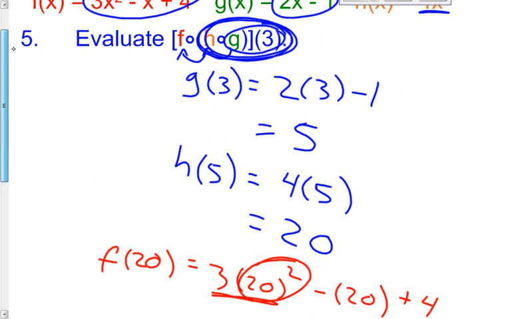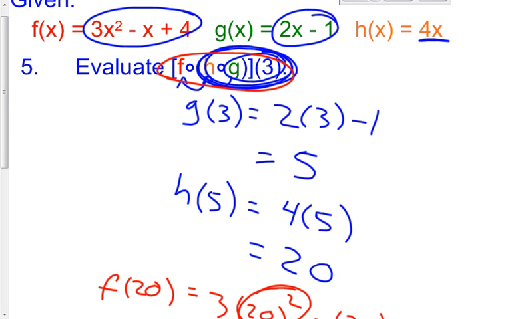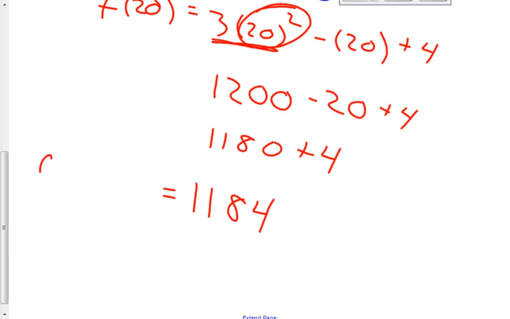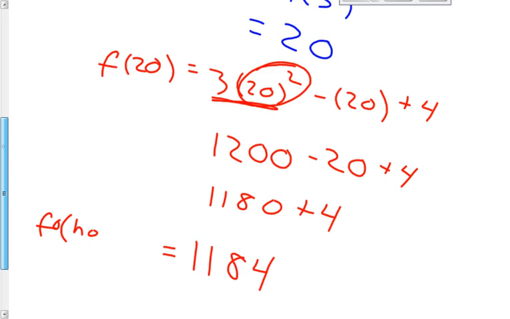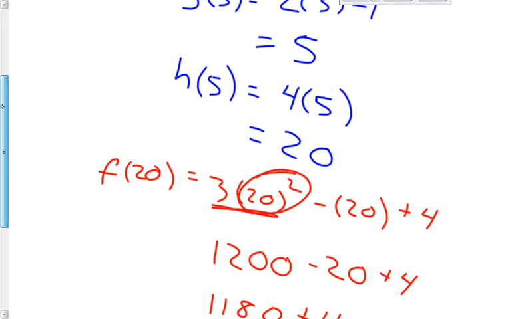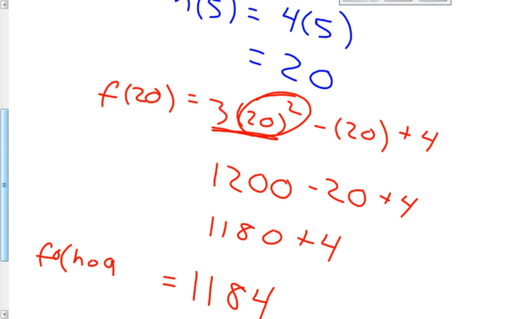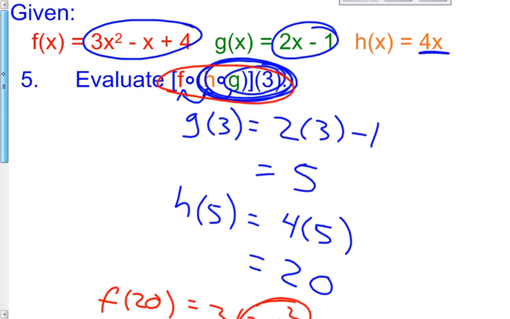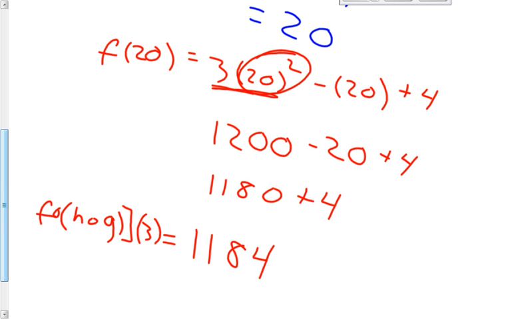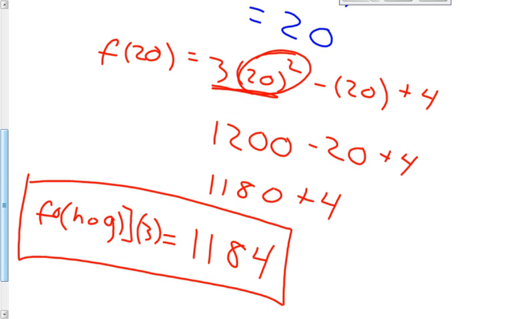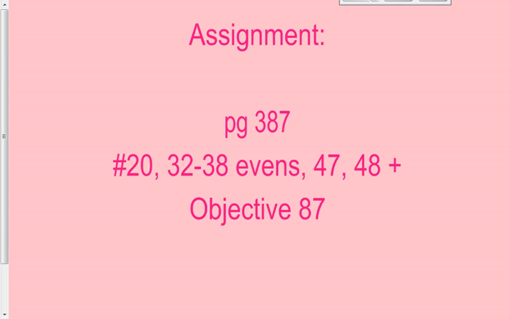All you've got to do is basically rewrite this. f of h of g of 3. f of h of g of 3 equals 1184. And there's our answer for the last one. So hopefully that made sense to you. The math, pretty simple. The notation can be much more difficult.